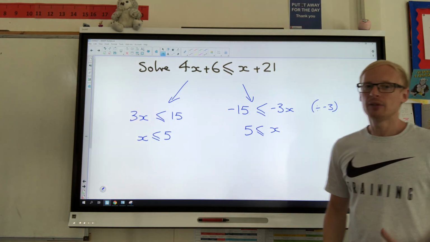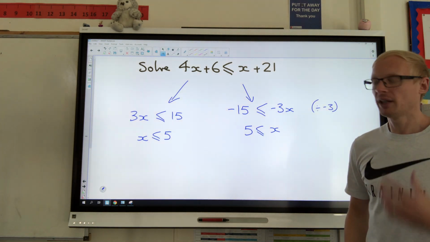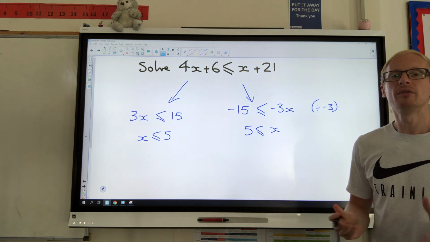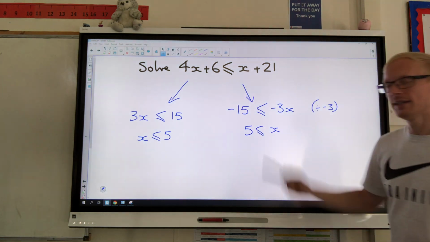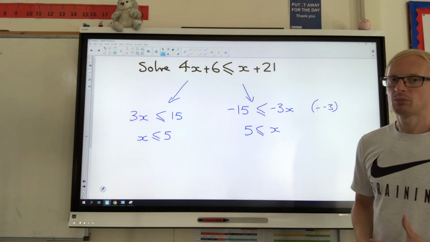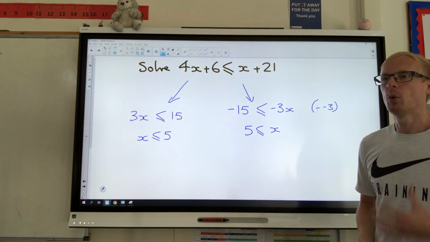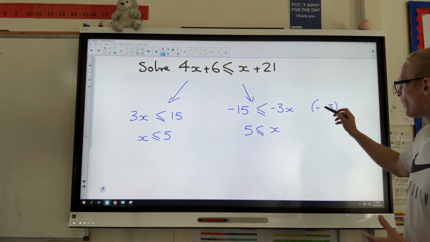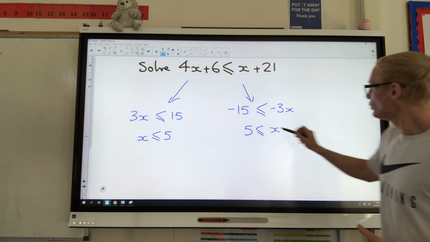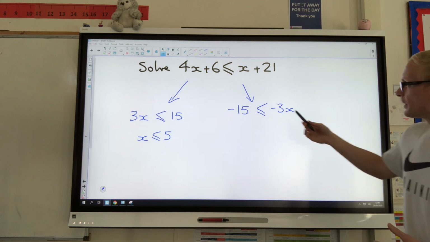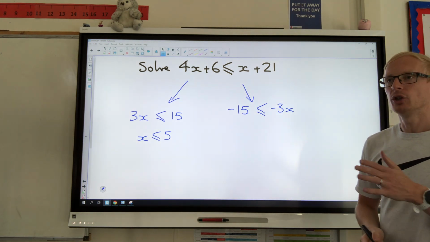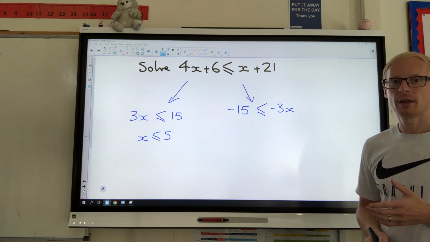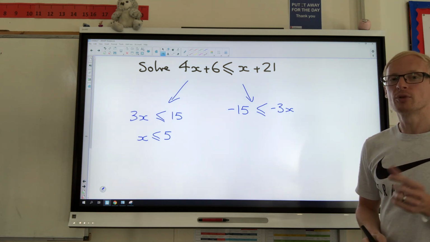Now, we need to be really careful because when you're working with equations, the idea of dividing by -3 is fine. But because we're working with inequalities here, we can't actually do that. And what you're doing when you're dividing by -3, if we actually break that down, technically, you're not actually dividing by the negative. You are swapping the sides that the two terms are on.